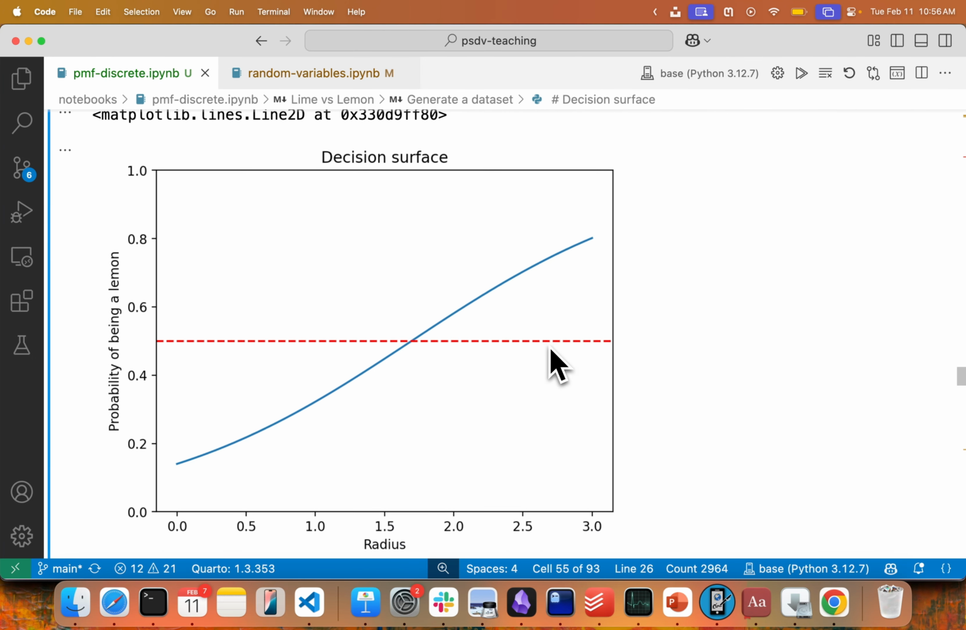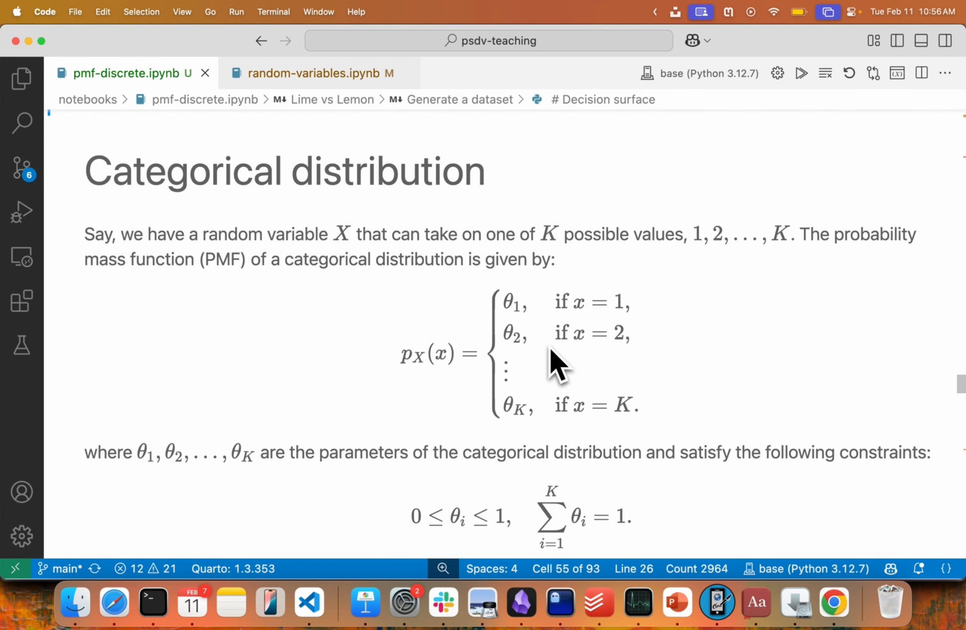Having looked at this problem, we will now be looking at the next distribution, which is known as the categorical distribution. You can think of the categorical distribution as the generalization of the Bernoulli distribution. In Bernoulli, you could take only 2 values, binary. In categoricals, you can take 1 out of the k values.